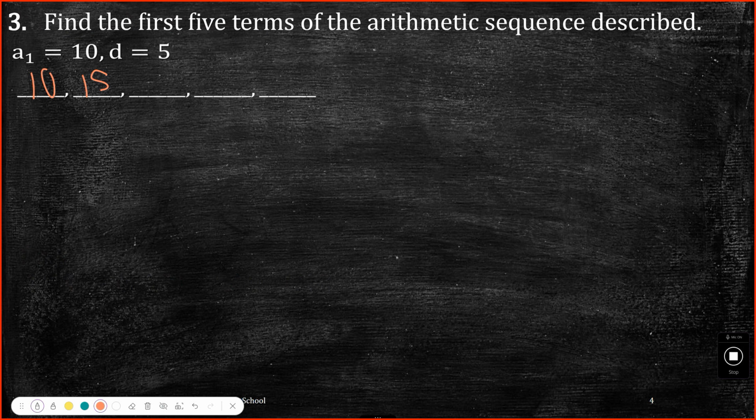This is too easy again. A1 is 10, and to that 10 you're adding that common difference of 5. 5 plus 10 is 15. 15 plus 5 is 20. Okay, too easy. Let's go next.